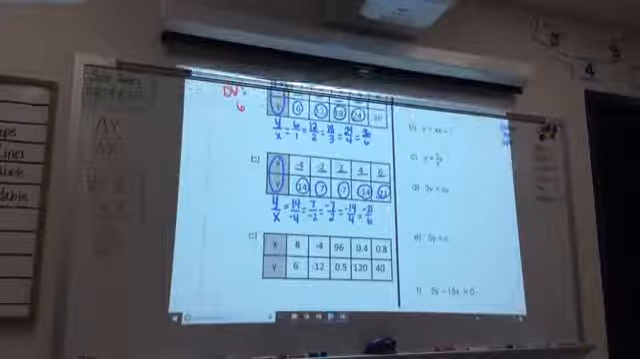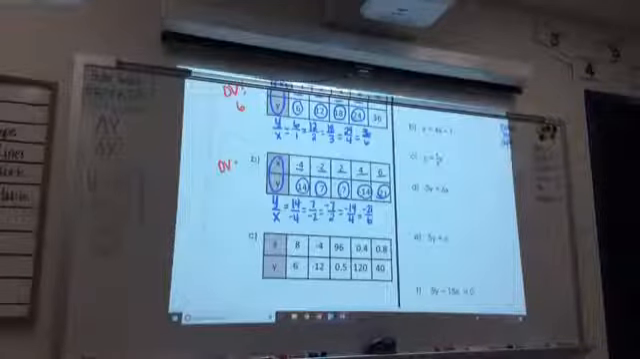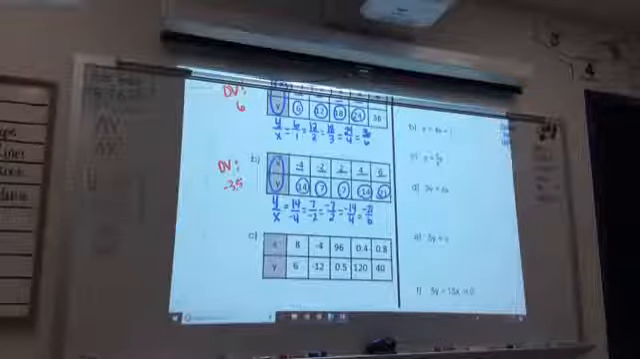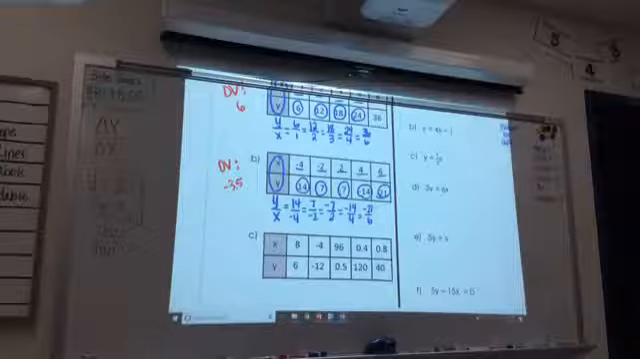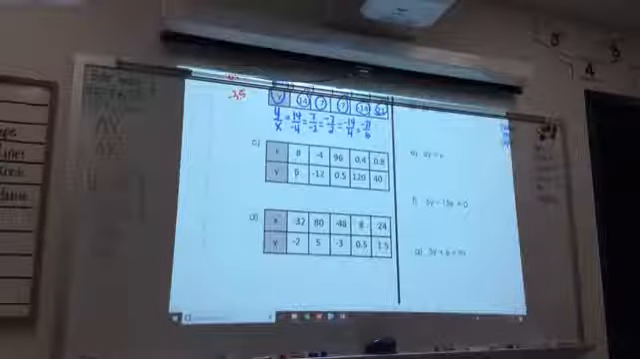Negative 3.5. Perfect. So we're going to say direct variation. It was constant at negative 3.5. Are we okay with this? Okay, let's look at C. Let's see if this one's constant. What are we going to compare?